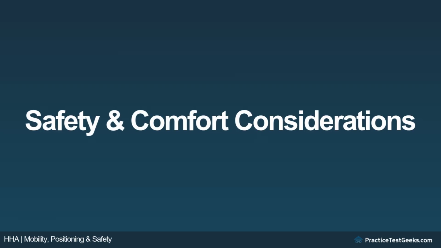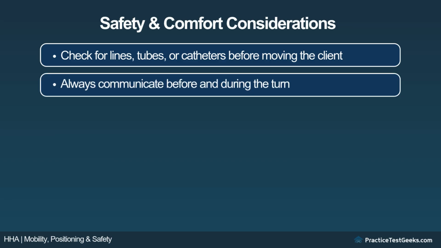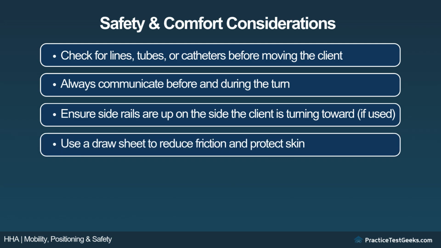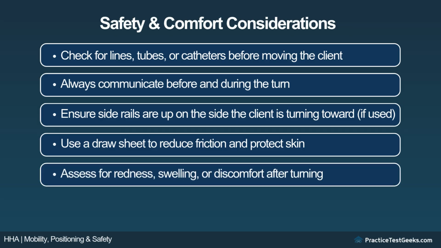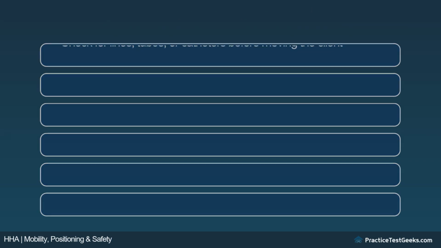Safety and comfort considerations. Check for lines, tubes, or catheters before moving the client. Always communicate before and during the turn. Ensure side rails are up on the side the client is turning toward, if used. Use a draw sheet to reduce friction and protect skin. Assess for redness, swelling, or discomfort after turning. Ensure the client is comfortable and aligned before leaving.